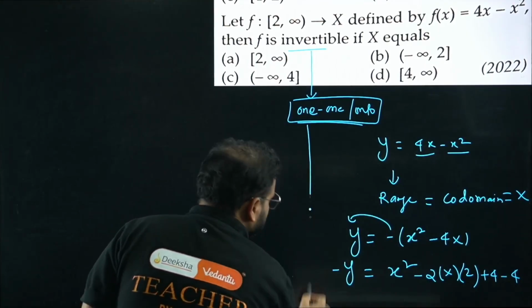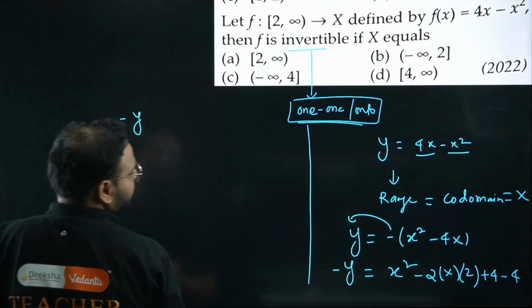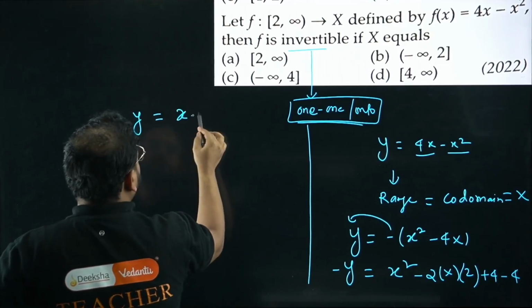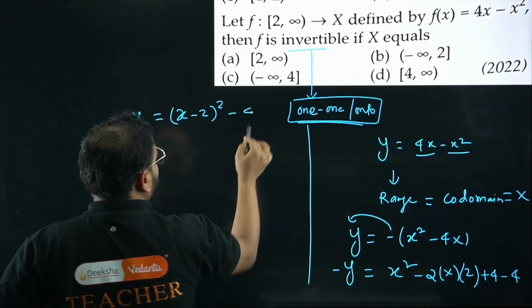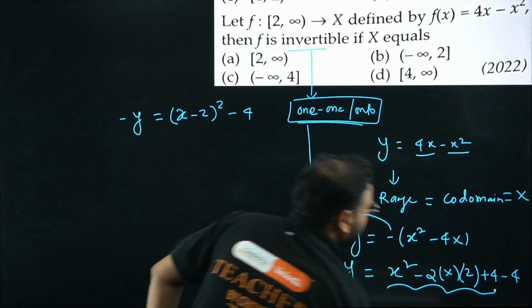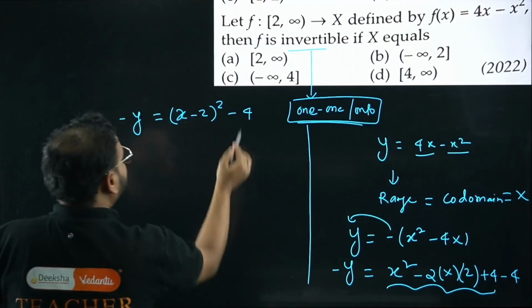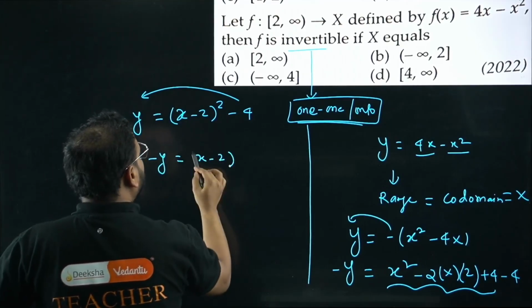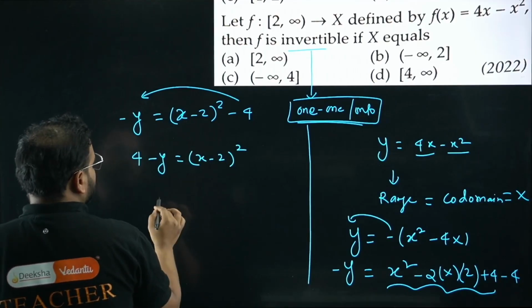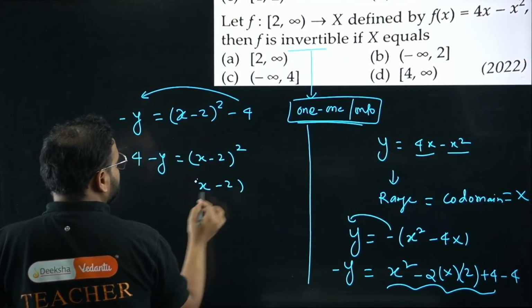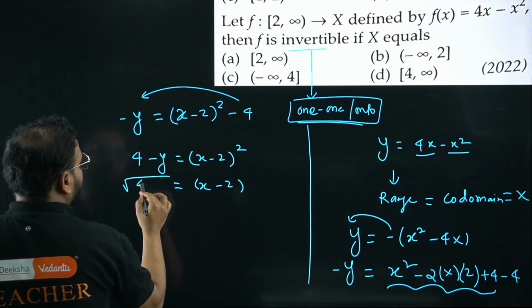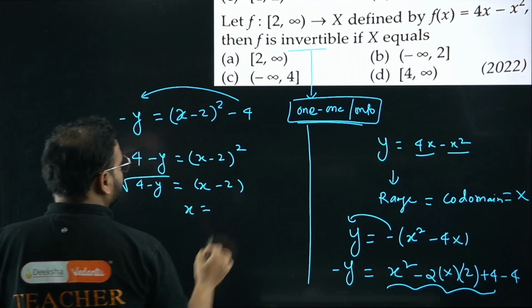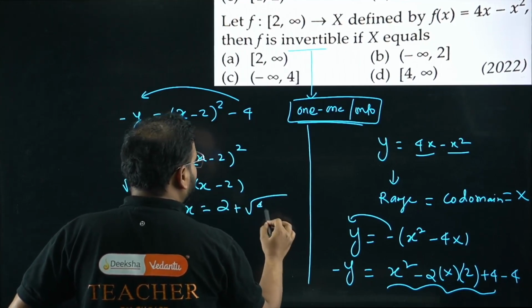So the equation becomes minus y equals, on this side, x minus 2 the whole square and minus 4. This thing will make x minus 2 the whole square, minus 4 is there. I'll move this 4 to this side. I get 4 minus y equals x minus 2 the whole square, giving me x minus 2 equal to root of 4 minus y. From here I get x equal to 2 plus root of 4 minus y.